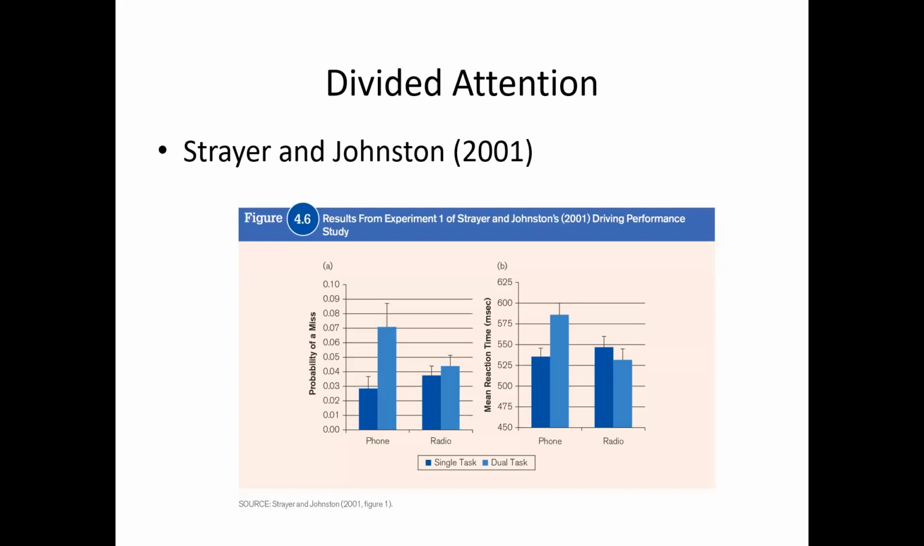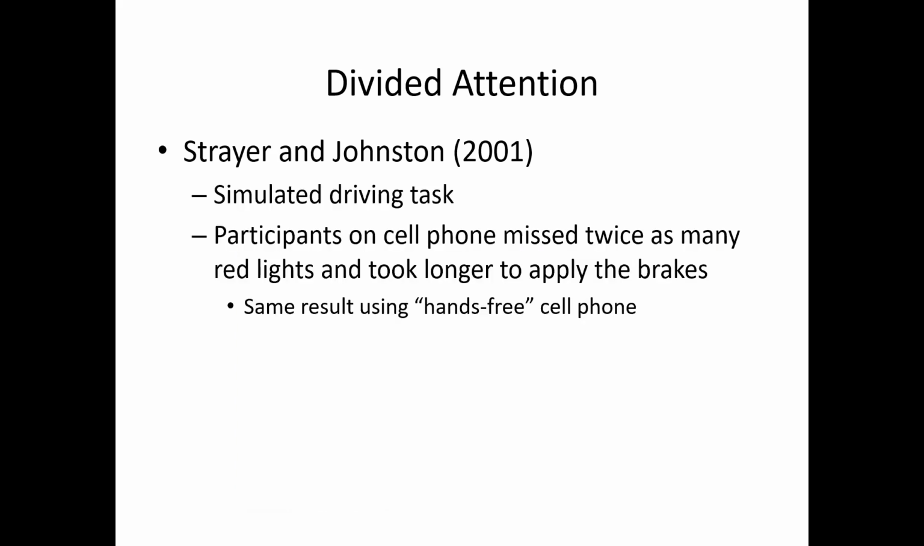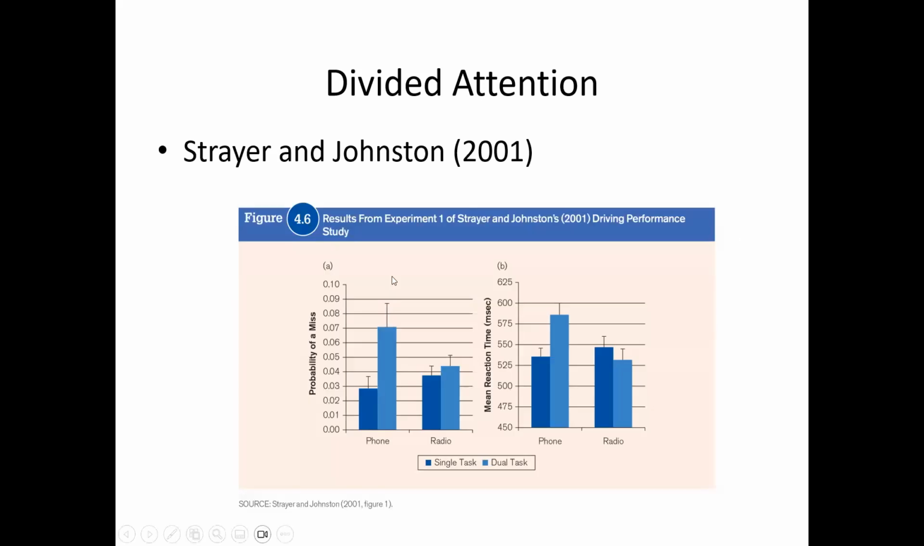And what they found is when they're doing a single task versus a dual task, meaning talking on the phone versus just driving, the probability of a miss, which, mind you, is when they are missing a red light. So they had about 70% probability of missing a red light when they were doing more than one task versus the single task. And then radio was less so, but still kind of up there.